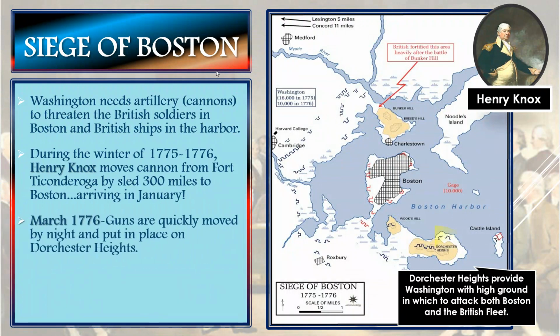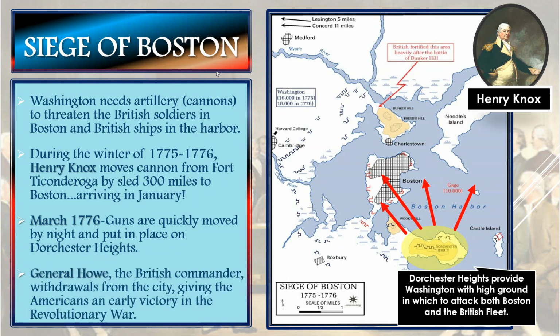He arrives in January with a cannon. That's pretty amazing for New England, New York in the middle of the winter in the 1700s. In March 1776, the guns are quickly moved by night and put into place, especially around Dorchester Heights. And if you look at my arrows on that map, you see why. It provided the high ground, and it provided the ability for Washington not only to fire upon Boston, but also Boston Harbor and any ships coming in and out of it.